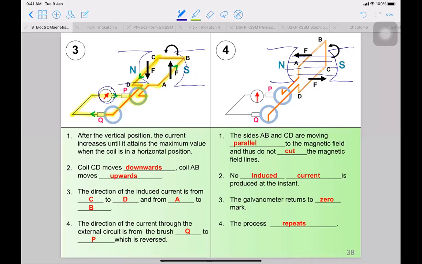Okay, so far, any problems with this working principle of the AC generator? Any problem on this one? No problem. Okay, next dia punya graph.